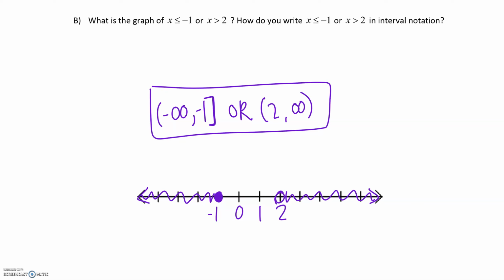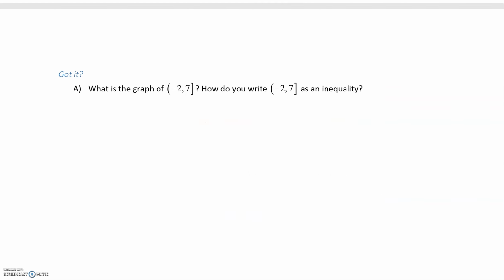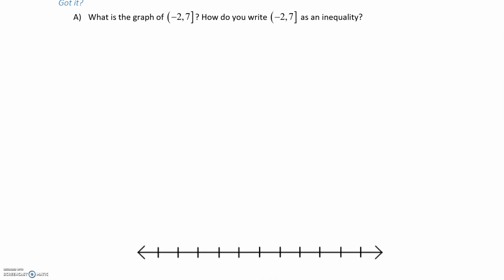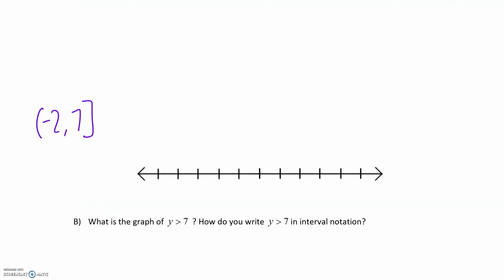So we're still looking at our graph and writing our interval notation. So our last page is just got it problems. First thing we need to do is graph it. So we've got open parentheses, negative 2, comma, 7, close bracket. So we have negative 2, negative 1, 0, 1, 2, 3, 4, 5, 6, 7. We have parentheses around that negative 2, so we have an open circle at negative 2, and we have a bracket around that 7, so we've got a closed circle at that 7. We are shading in between.